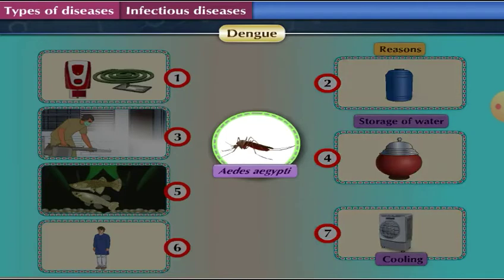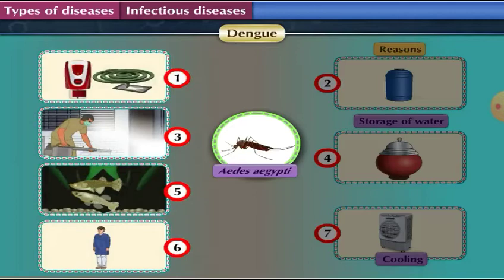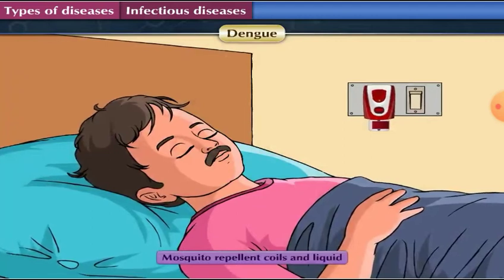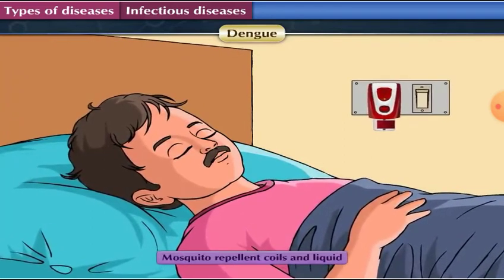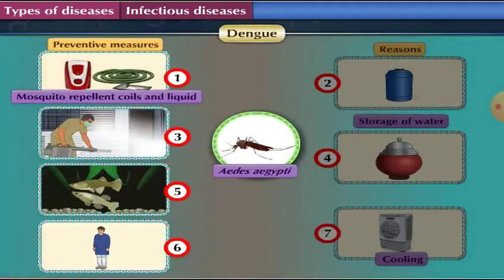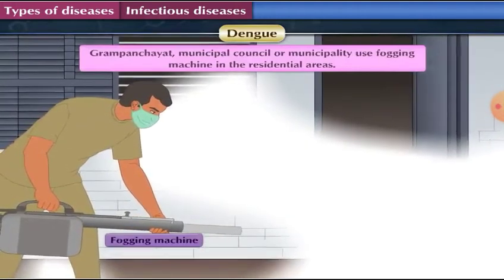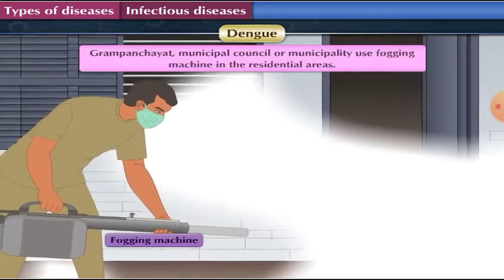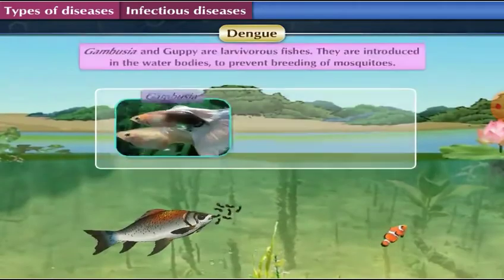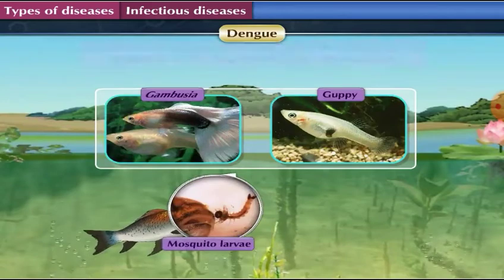On the other hand, images 1, 3, 5, and 6 are the measures taken to prevent dengue. Use of mosquito repellent coils and liquid in homes for mosquito control is so common nowadays. For mosquito control, Gram Panchayat, municipal council or municipality use fogging machines in the residential areas. Fishes like Gambusia and Guppy are larvivorous. They are introduced in the water bodies to prevent breeding of mosquitoes.